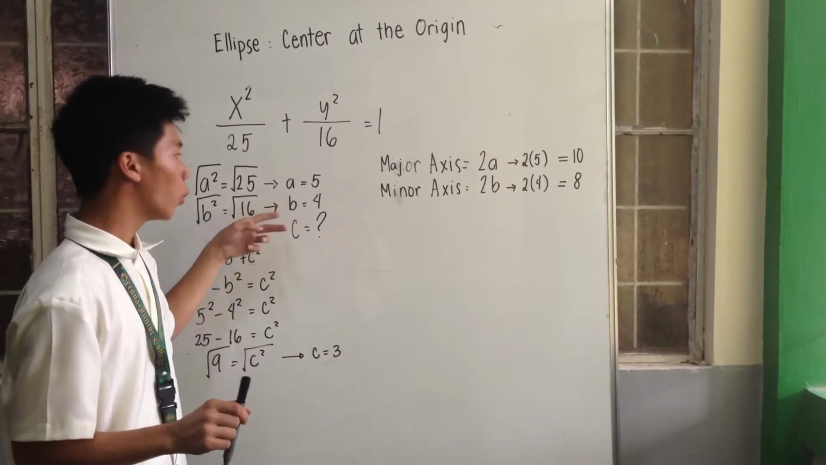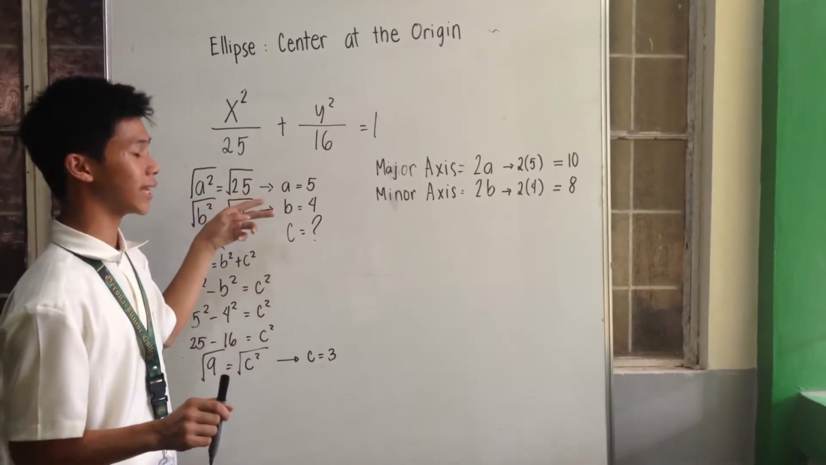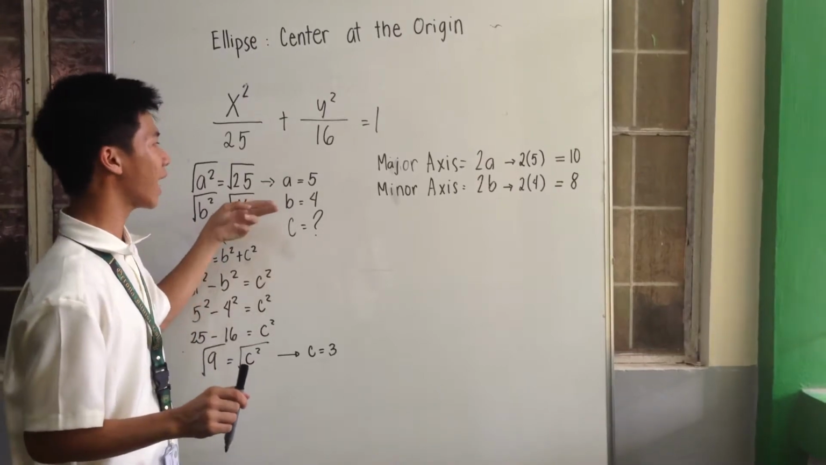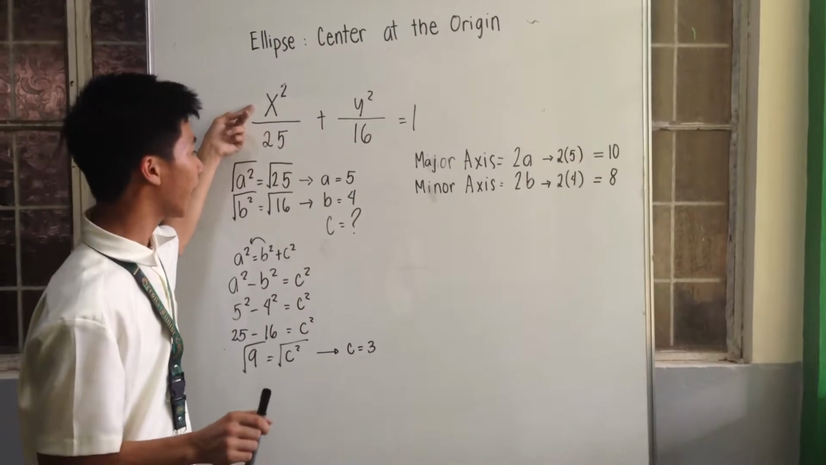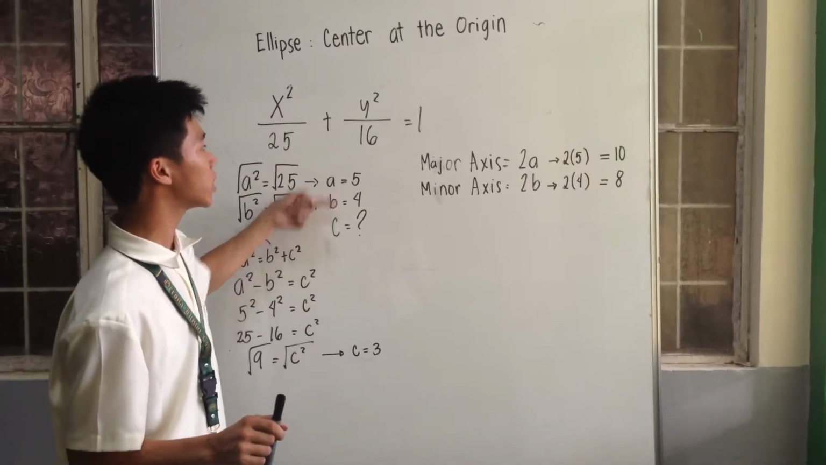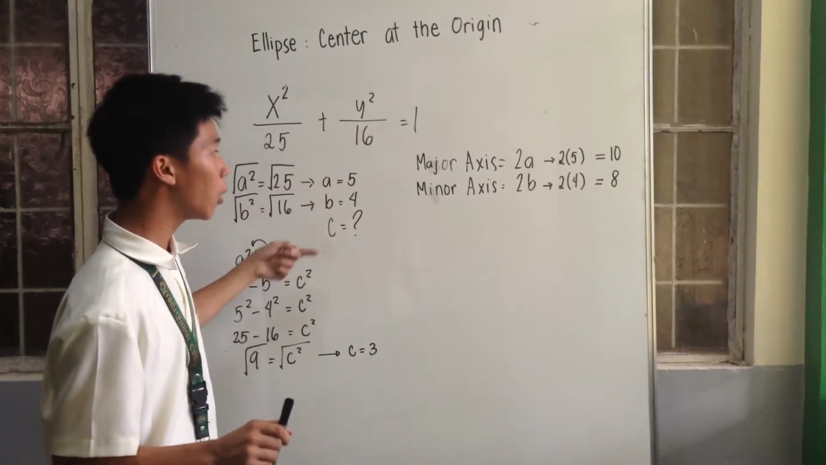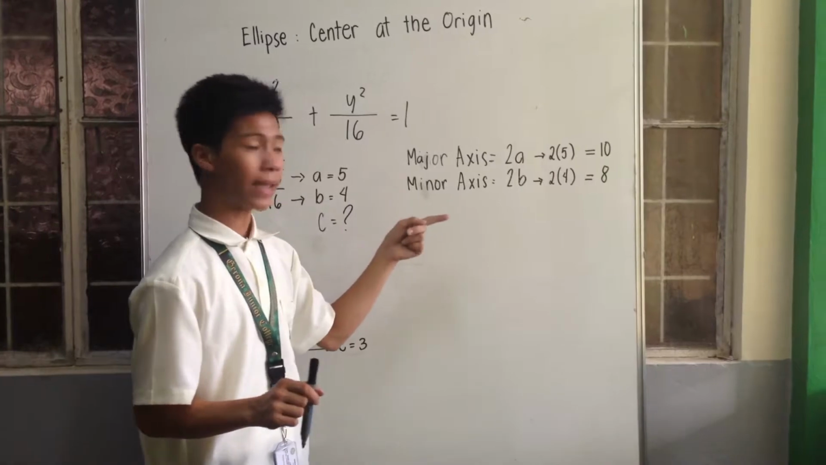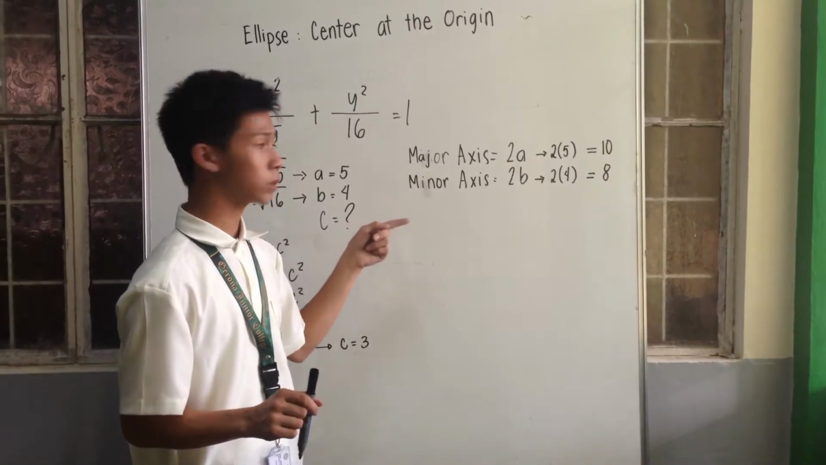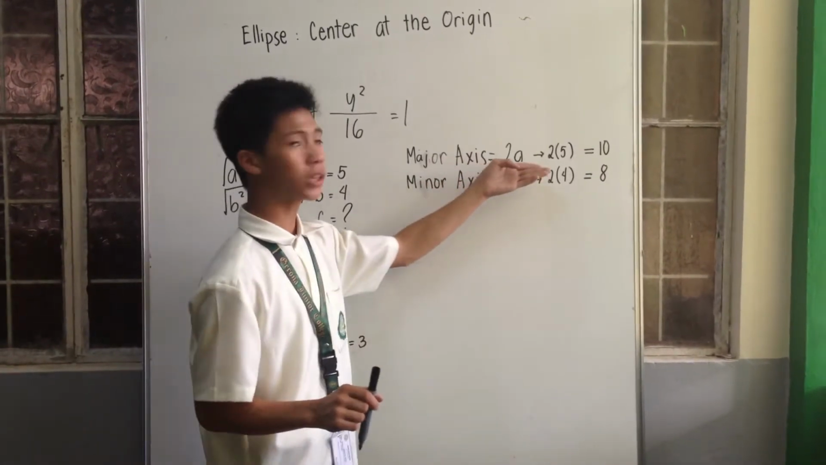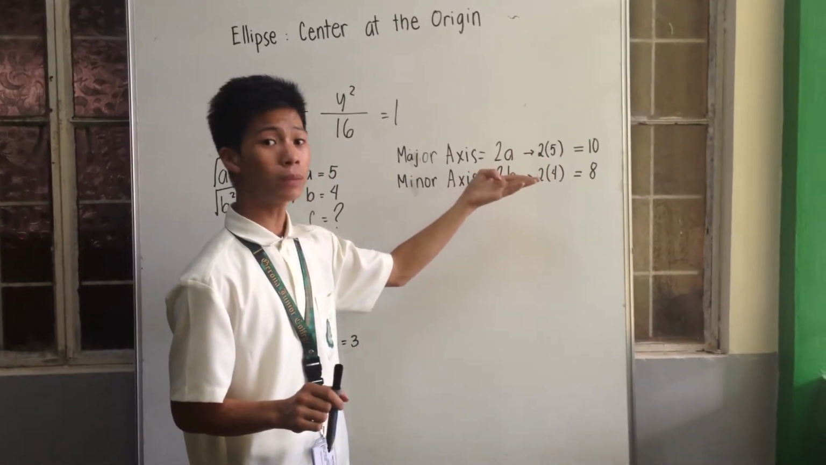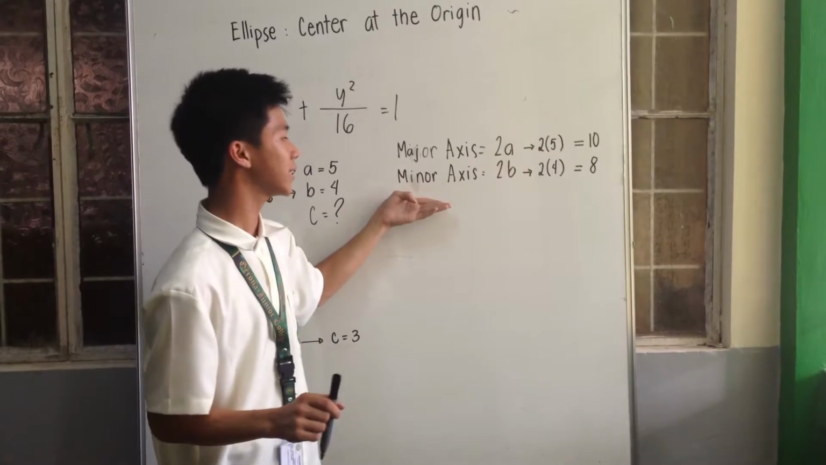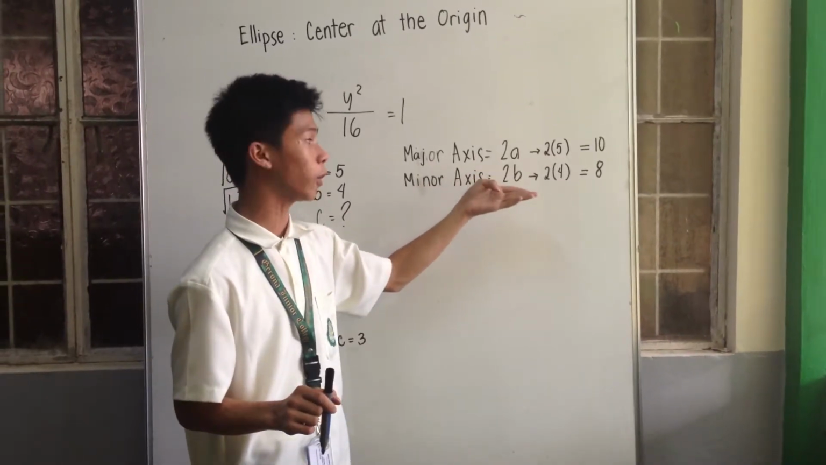With these values, we can identify the major axis and the minor axis. So the major axis will be lying at the a, which is the x-axis, and the minor axis will be lying at the b, which is the y-axis. So the major axis is equal to 2a, and the minor axis is equal to 2b. So 2a will be 2 times 5, which is equal to 10. The major axis will be equal to 10, and the minor axis is 2b, which is 2 times 4, equal to 8.